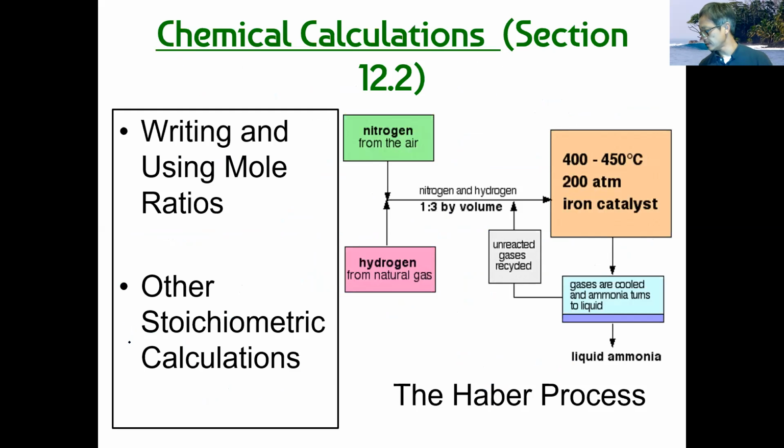I want to finish up today by talking about how we can use these calculations to determine quantities of reactants and products that go into a chemical reaction. What we're going to do is determine the amounts of reactants and products that go into a particular reaction.